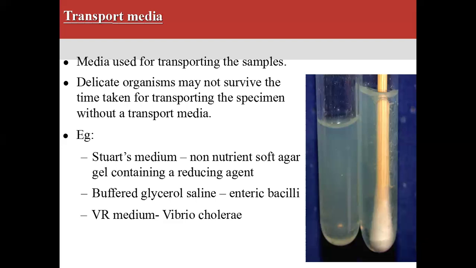Here, for example, Stuart's medium. Stuart's medium is a non-nutrient soft agar gel. It consists of a reducing agent. This reducing agent prevents oxidation, and charcoal neutralizes the bacterial inhibitors. So it is helpful for transporting gonococci. Next, buffered glycerol saline. This is a transport medium for enteric bacilli. VR medium, Venkatraman Ramakrishnan medium, for Vibrio cholerae.